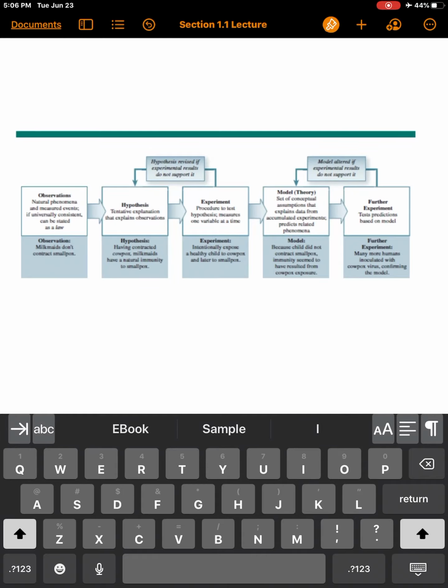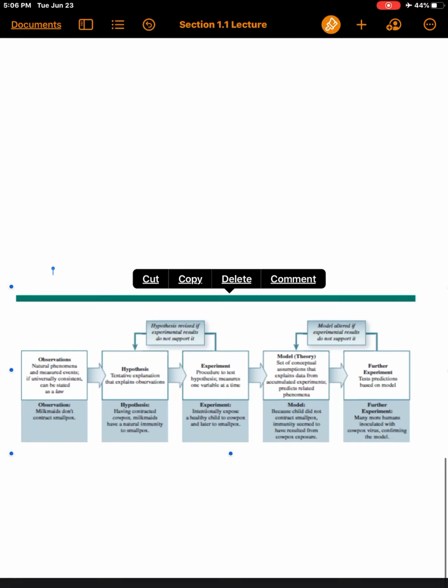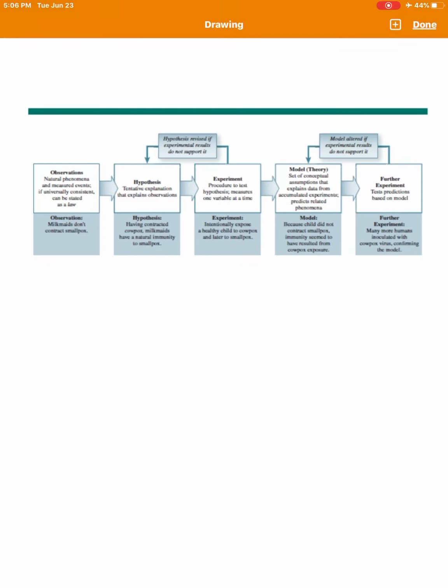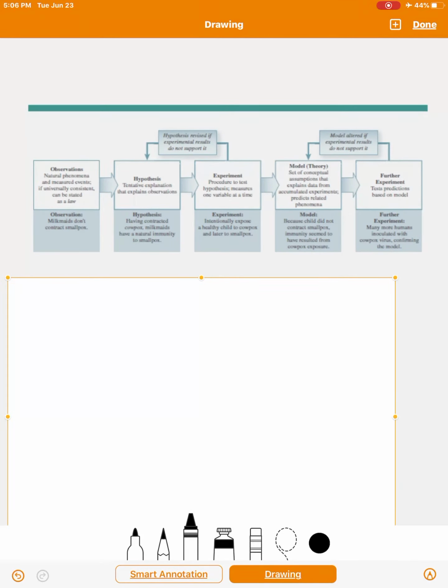Okay, so down here, what we have is a flow chart of what's called the scientific process, or the scientific method. Every science textbook has to have some discussion of the scientific method. So I'll just go through it really briefly. The first step is that you observe something, some sort of natural phenomenon.